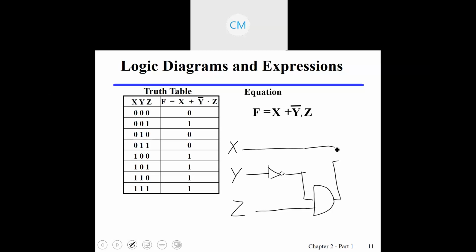What is this gate, please? It's an OR. And I get my F. You got the idea?